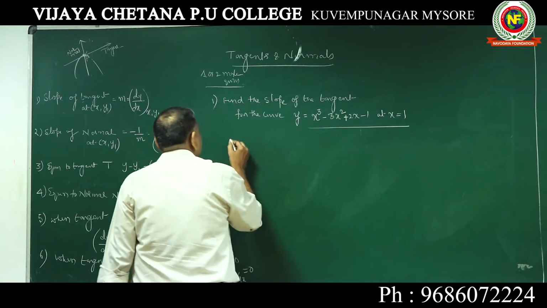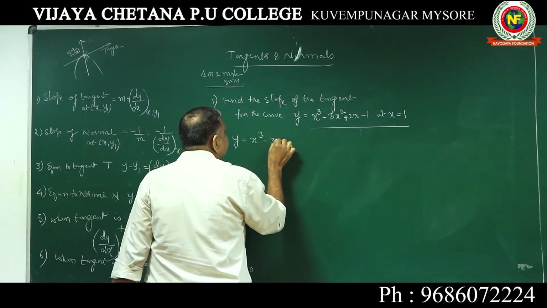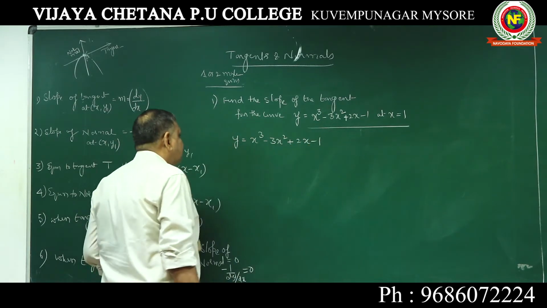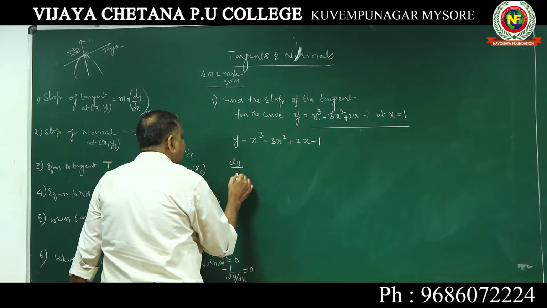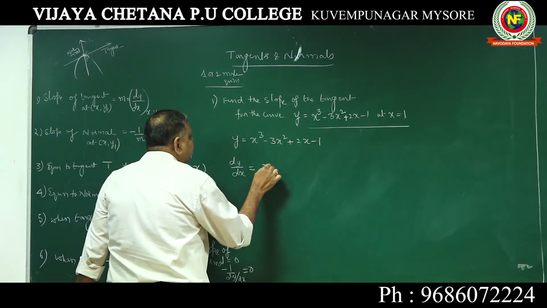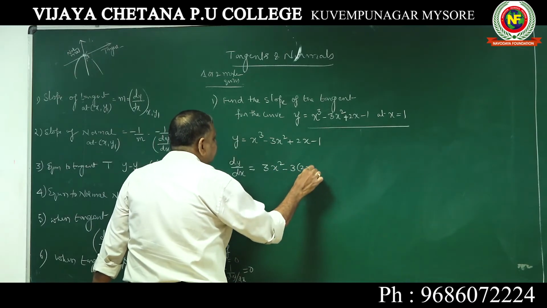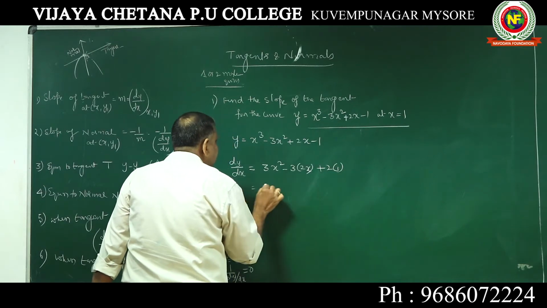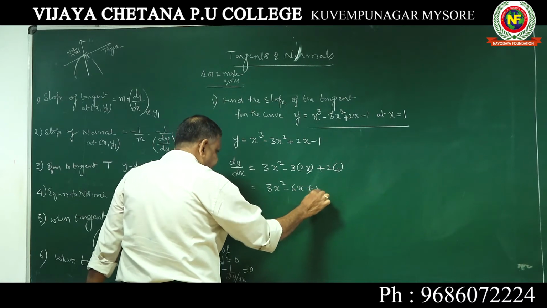Now consider the curve y is equal to x cube minus 3x square plus 2x minus 1. Find the slope of the tangent. Slope of the tangent is dy by dx. So now differentiate this curve. dy by dx is equal to 3x square minus 3 into 2x, 3 is a constant, plus 2 into 1. Or it is 3x square minus 6x plus 2.